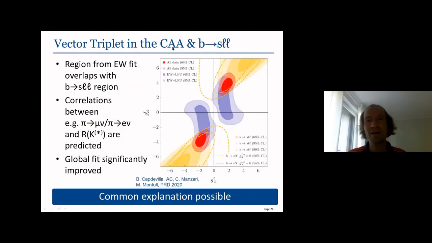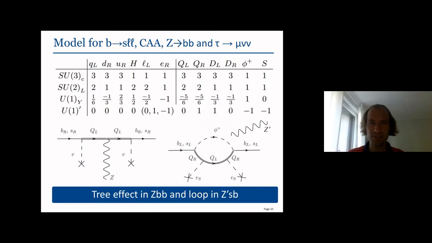For explaining the Cabibbo angle anomaly together with b to s l l data, you can use a heavy vector triplet, SU(2) left triplet. So here, then you get these blue regions from the electroweak fit plus lepton flavor universality. The yellow regions are from b to s l l, and they nicely overlap here in this red region where you can again explain everything. So this is also not granted. Assume the yellow region would be here, then it wouldn't give such a nice fit. So this is a possibility for common explanation here.